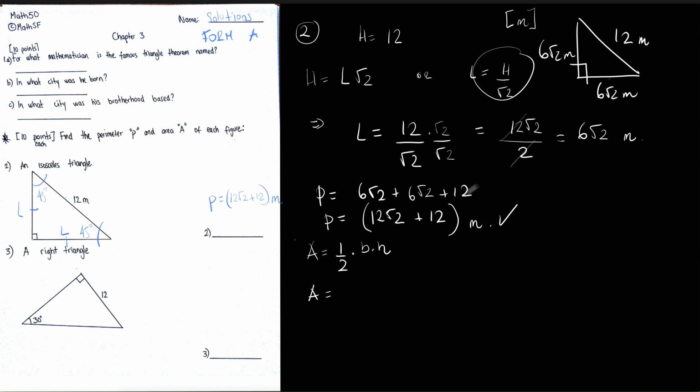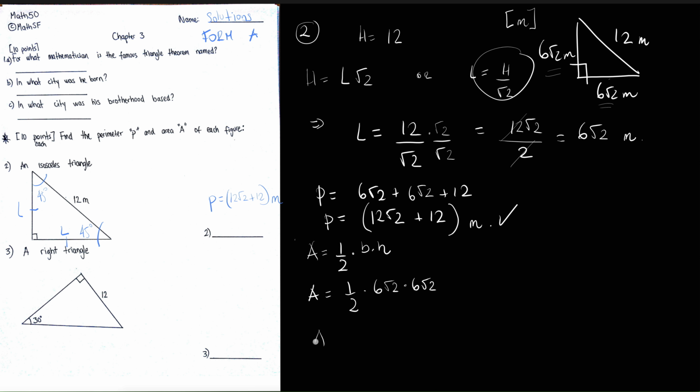Because the base in this case is going to be this one here, and then the height could be this, or vice versa, right? This is the base and this is the height, or just the product of the legs. So you're going to have 1/2 times 6 root 2 times another 6 root 2.